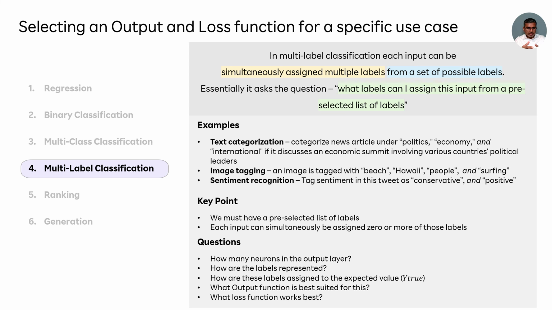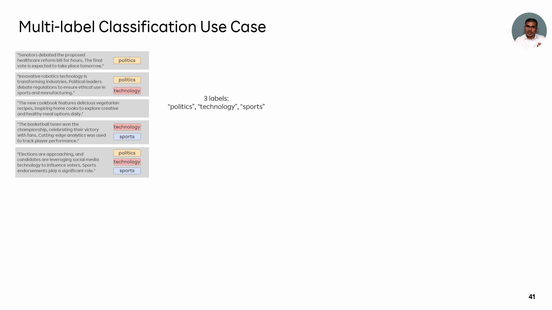So now the obvious questions here are, how many neurons would be needed in the output layer? How are these labels represented, because you have to pass these labels during your training as ground truth values? How do you represent that? And then what would be the right output function and what would be the loss function? So let's go ahead and study that now. Let's start off with an example.